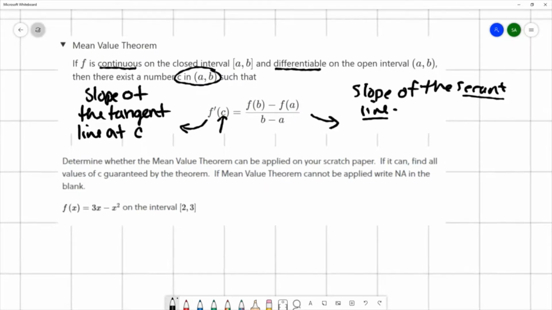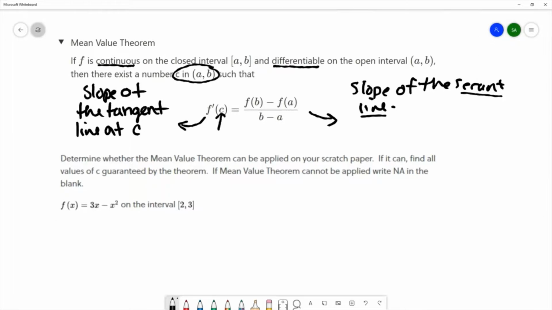So first we want to think about whether the mean value theorem can be applied for this particular function on this interval. So our function f is 3x minus x squared. That's a polynomial function, and a polynomial function is continuous from negative infinity to infinity, so certainly it will be continuous on the interval from 2 to 3. So because f is a polynomial, f is continuous on the closed interval from 2 to 3.